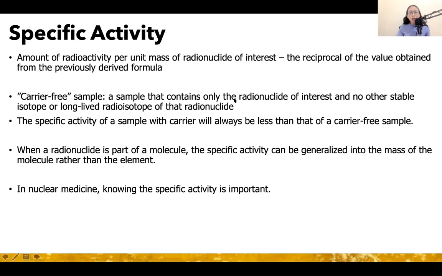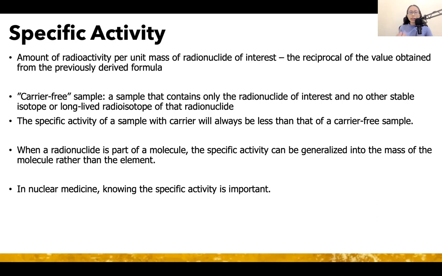Now again, all of our calculations are under the assumption that the radioactive sample is pure. So there are no other radionuclides or even stable nuclides present in our sample. Now we describe such a sample as a carrier-free sample. So there are no other stable isotopes or even long-lived radioisotopes of that radionuclide.